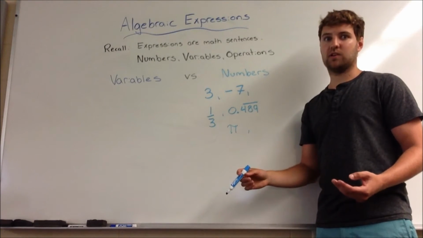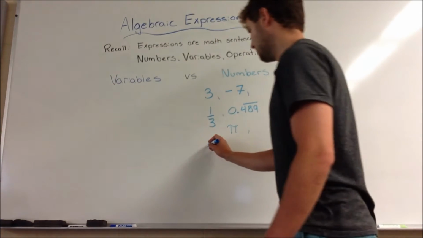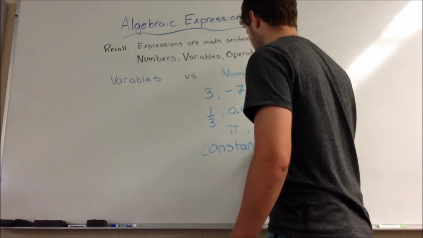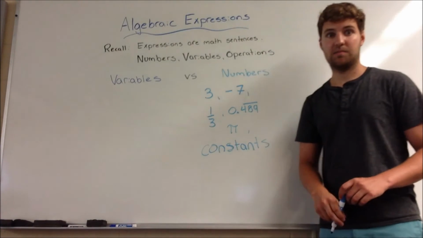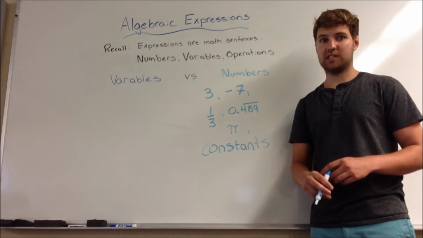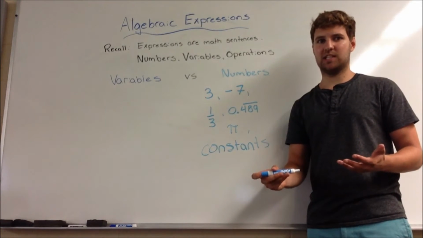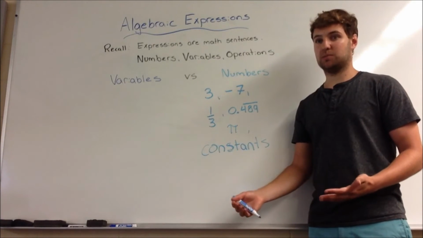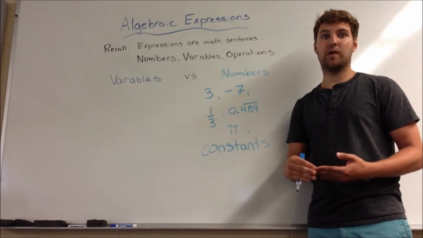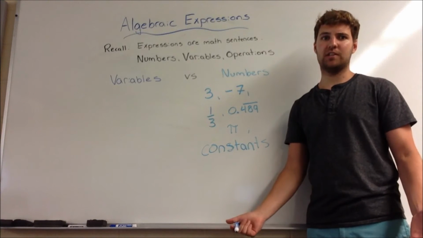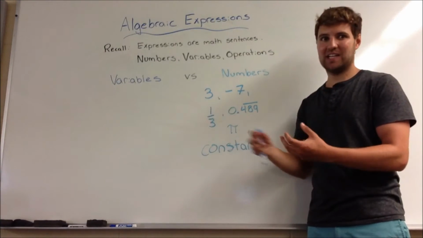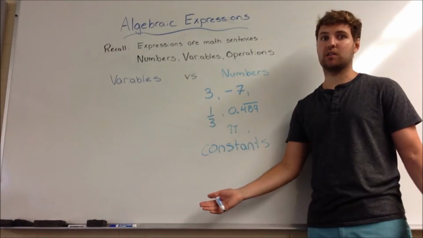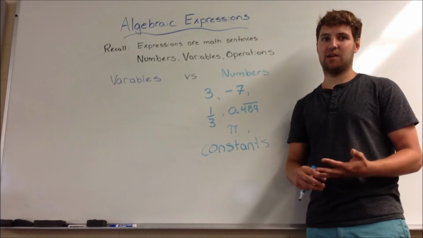Another word for numbers in math is constants. When you think of something that's constant in life, it's something that doesn't change. And numbers are unchangeable. The number 3 is always 3. Of course, you could do an operation to it and change it, but that doesn't actually change the number. 3 is 3. 1/3 is 1/3. It is constant.